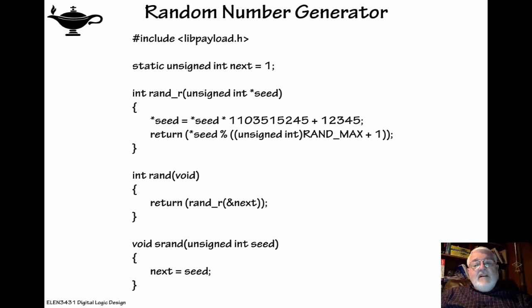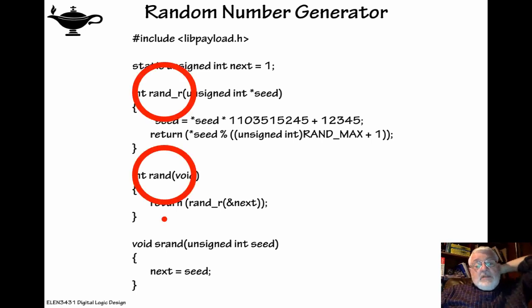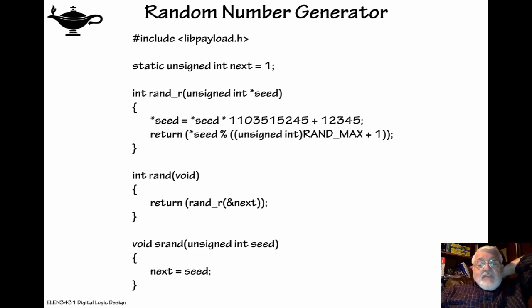So there we've got an include file up at the top. We've got a static unsigned integer next, and we're going to make it equal to 1. Static, of course, means that it's going to stick around, and we're going to have a location in memory we'll refer to as next that equals 1. We're going to have 3 functions: rand_r, and then rand, and then srand.